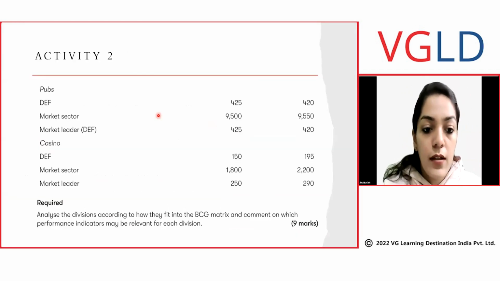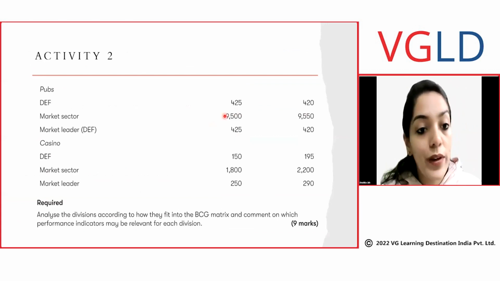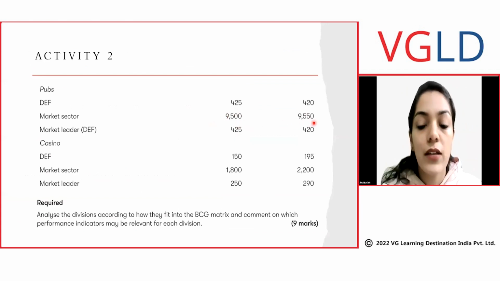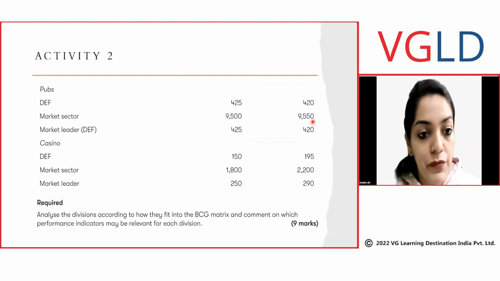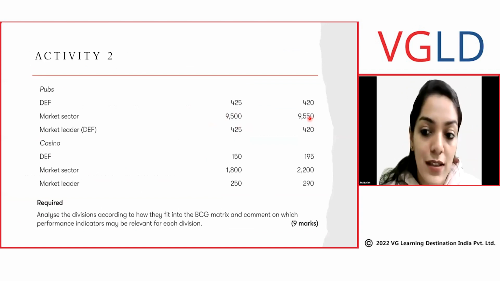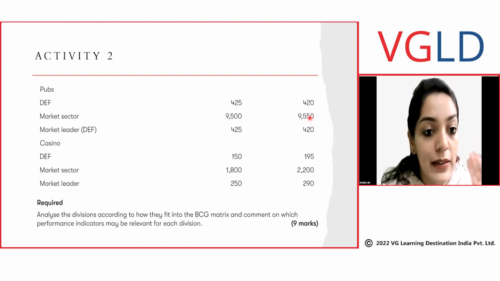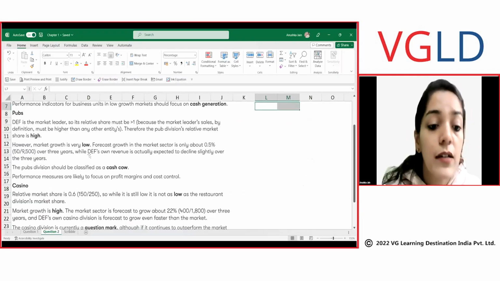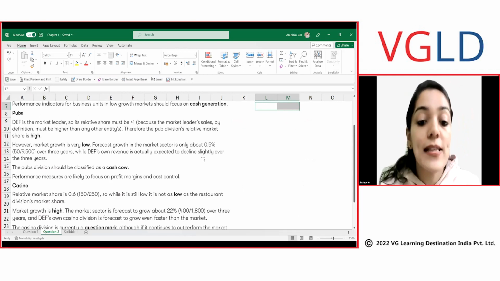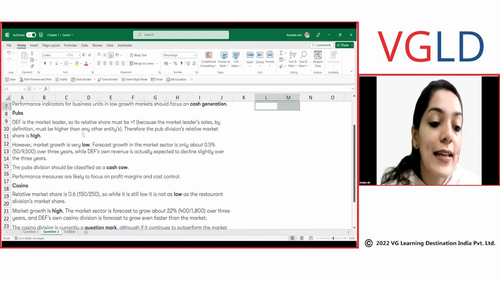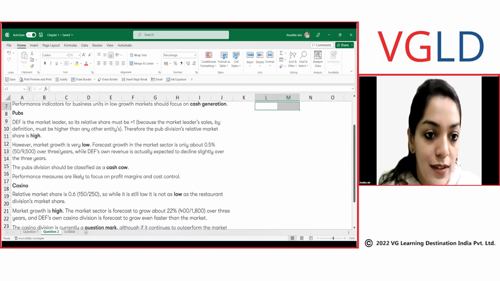See, market is growing from 9,500 to 9,550 in 3 years. That's just $50 million increment over 3 years and on a base of 9,500. So that gives us about 0.5% growth in 3 years, while DEF's own revenue is actually expected to decline slightly over the 3 years. Okay.